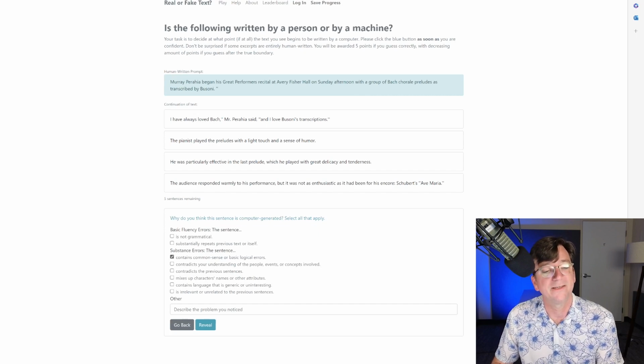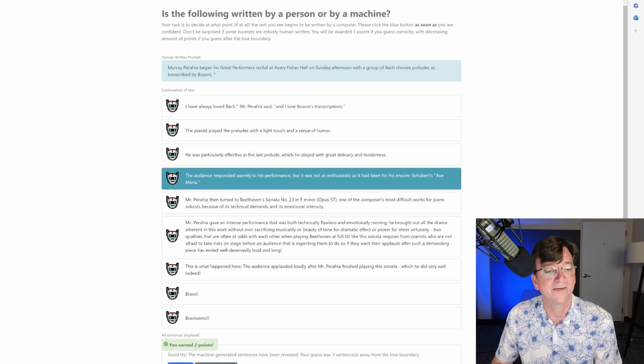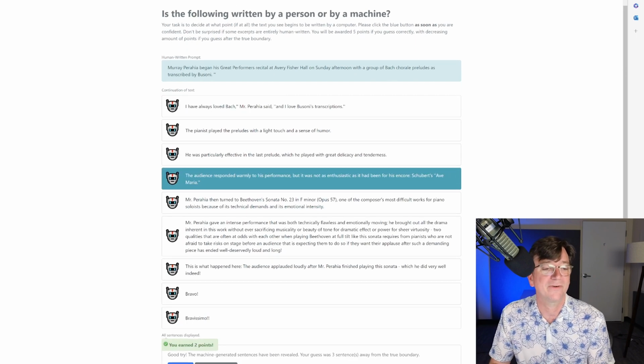So if you're playing this game on your computer, once you mark a sentence as being machine generated, we'll ask you why you think it is. So here I've said it contains a common sense or basic logical error. Then it'll reveal to us whether or not I was correct.